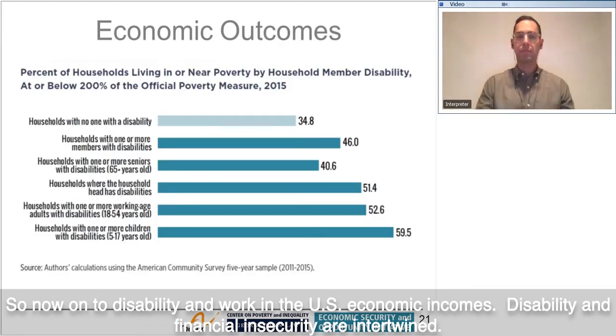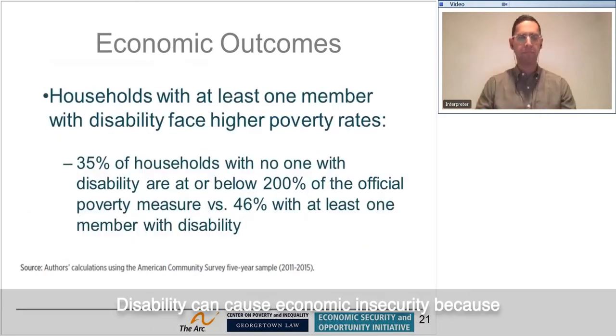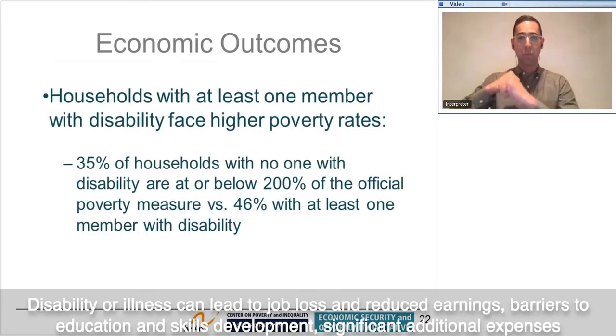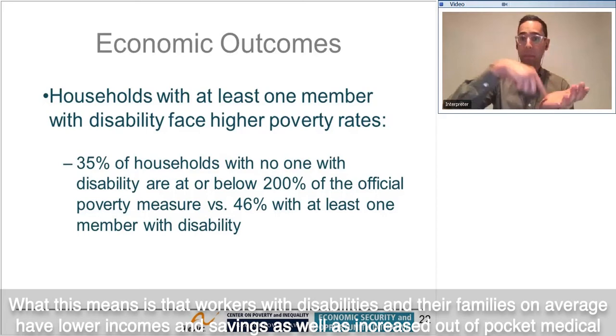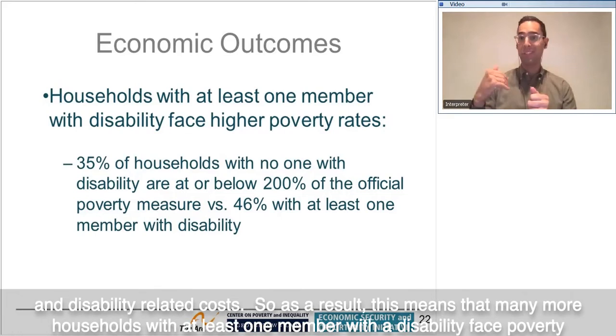Economic incomes: disability and financial insecurity are intertwined. Disability can cause economic insecurity because disability and illness can lead to job loss and reduced earnings, barriers to education and skills development, significant additional expenses, and many other challenges that can lead to further economic hardship. And on the flip side, economic insecurity can exacerbate existing challenges. What this means is that workers with disabilities and their families on average have lower incomes and savings, as well as increased out-of-pocket medical and disability-related costs.